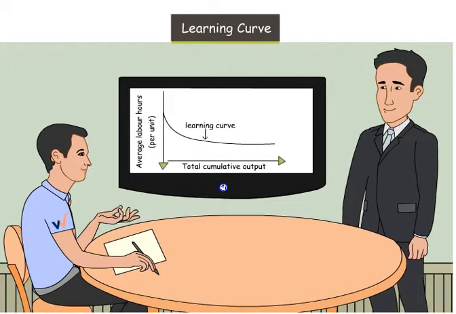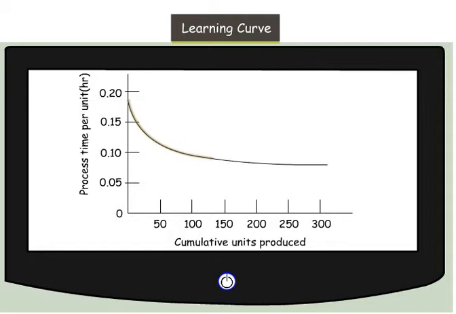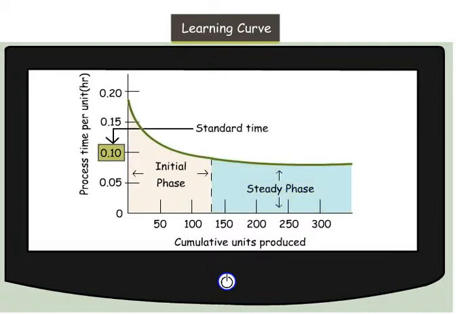The learning curve could also be called the experience curve, right? Yes, Charles. Take a look at the learning curve. The initial phase shows a sharp curve sloping downwards, which shows a fast learning effect, and gradually flattens, indicating a steady phase. At this state, the worker has little scope of improvement and has reached his maximum efficiency. This time is set as the standard time for that particular process.